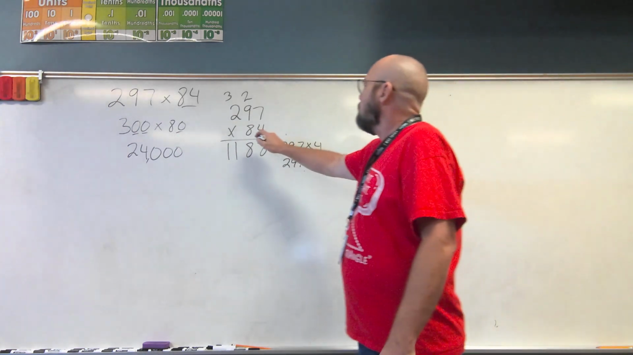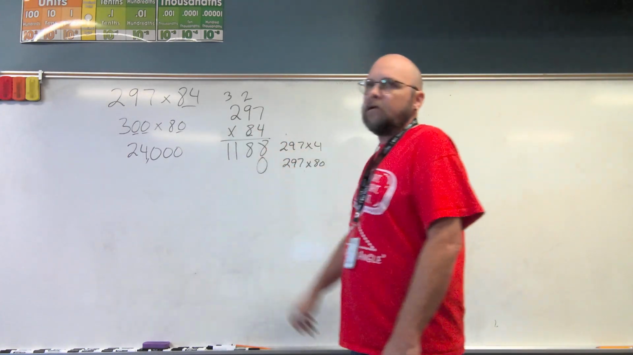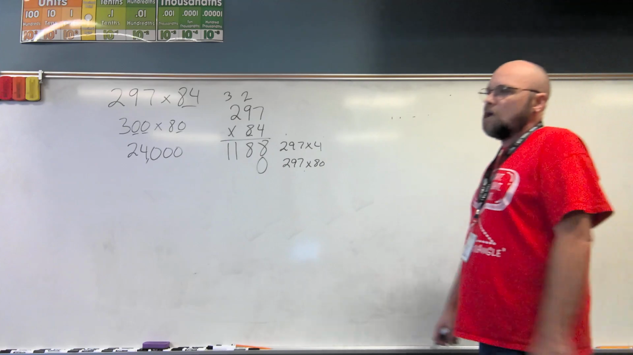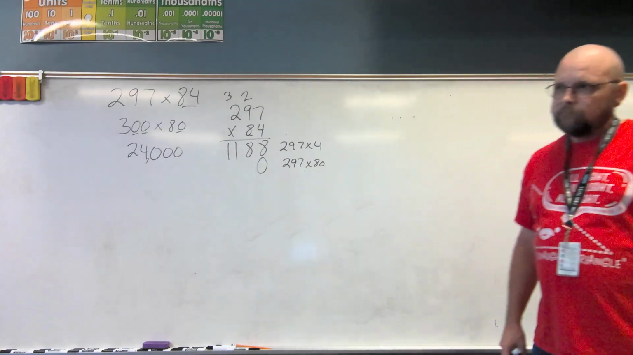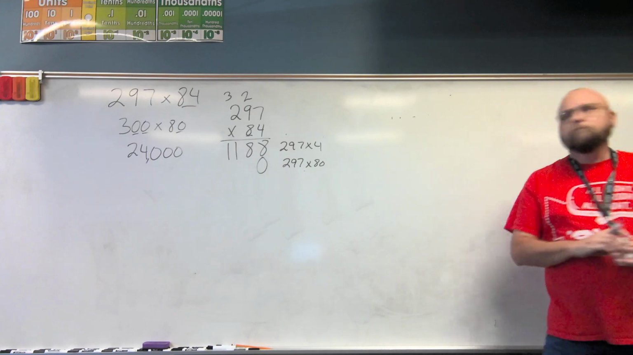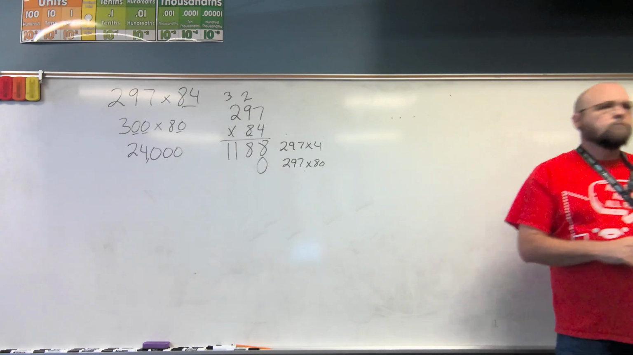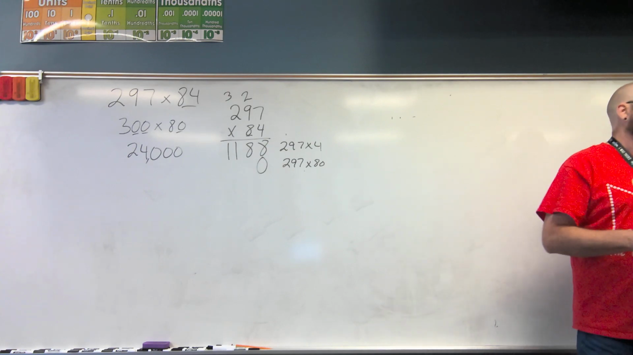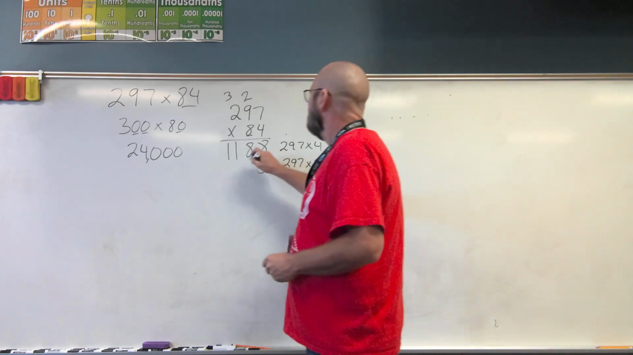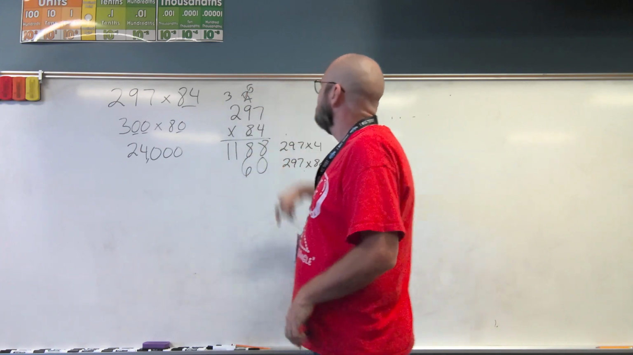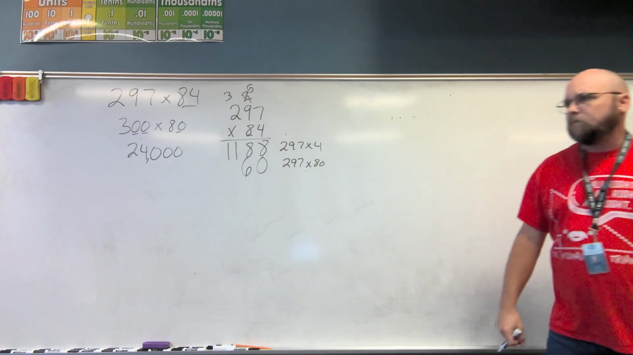I think I did. Now we're starting in the tens place. So Ian, 8 times 7. 56. So that's 6 tens and 5 hundreds. Ian, 8 times 9.